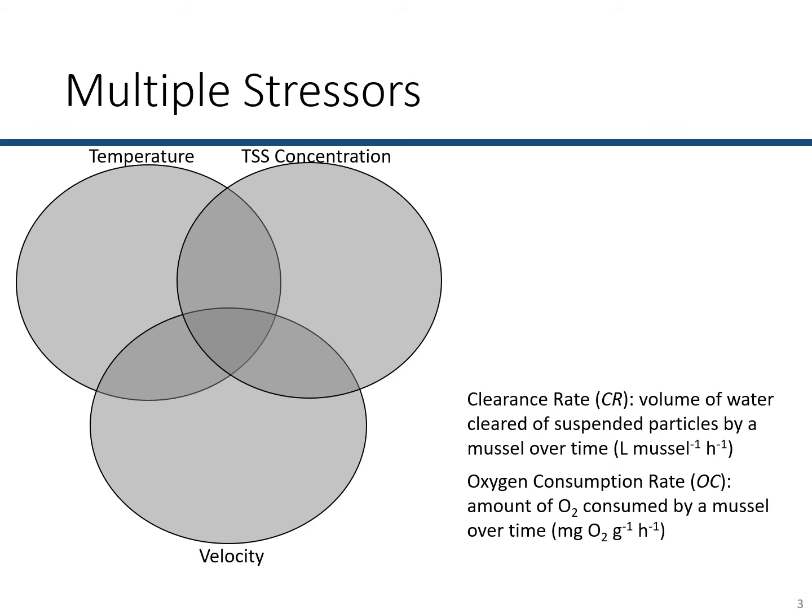So in order to understand the effects of the multiple stressors, we must first understand what's going on individually. So in terms of temperature, temperature has been linked with increases in both CR and OC, CR being clearance rate and OC being oxygen consumption rate.